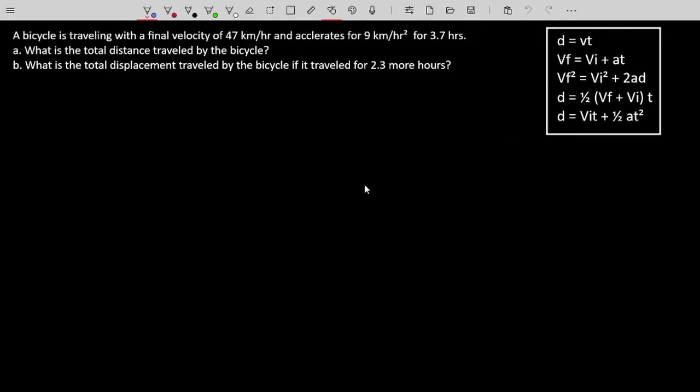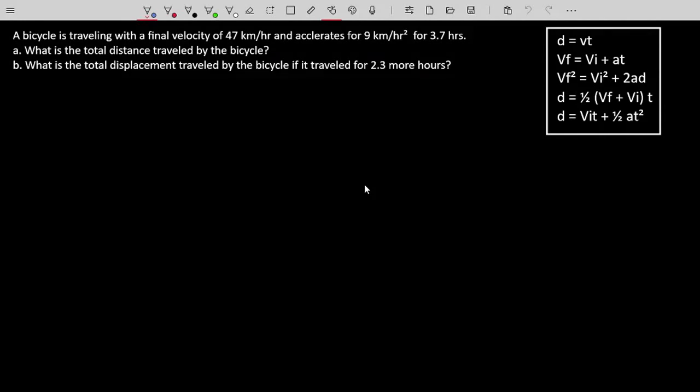Now for this example, a bicycle is traveling with a final velocity of 47 kilometers per hour and accelerates for 9 kilometers per hour squared for 3.7 hours. Now, what is the total distance traveled by the bicycle, and what is the total displacement traveled by the car if it traveled for 2.3 more hours?